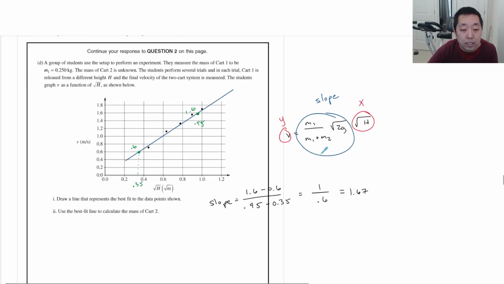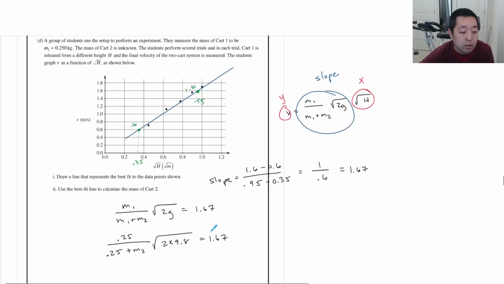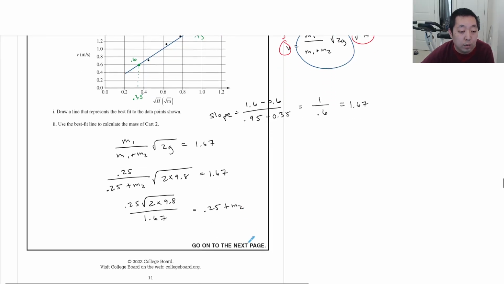Okay? Now, that's equal to this thing. So we have m1 over m1 plus m2 times root 2g equals 1.67. And we can use m1, let's say it's 0.25 over 0.25 plus m2, times the square root of 2 times 9.8, equals 1.67. So I'm just going to multiply this to the top and move that to the bottom. So 0.25 root 2 times 9.8 divided by 1.67 would be 0.25 plus m2. Then I can solve for m2 by just subtracting 0.25 from there, and I get 0.41 kilograms.